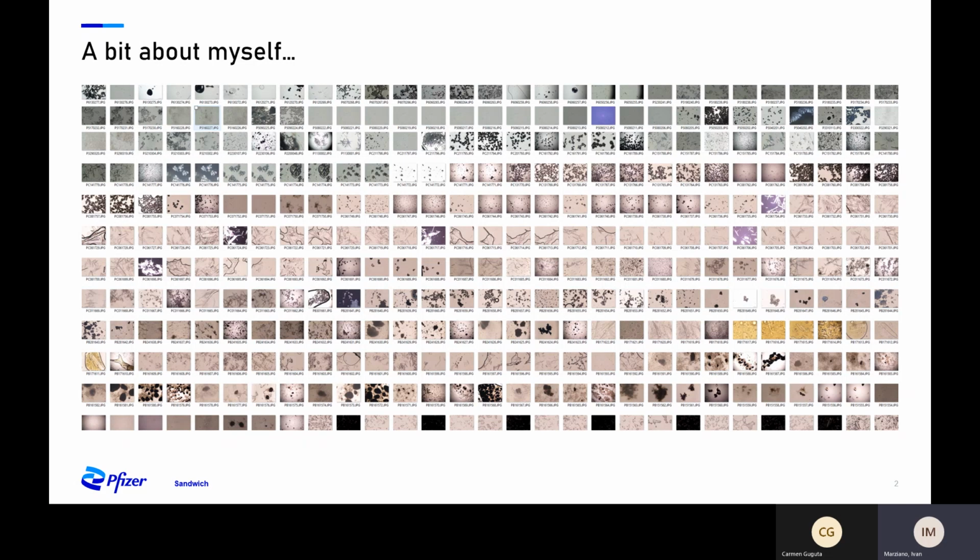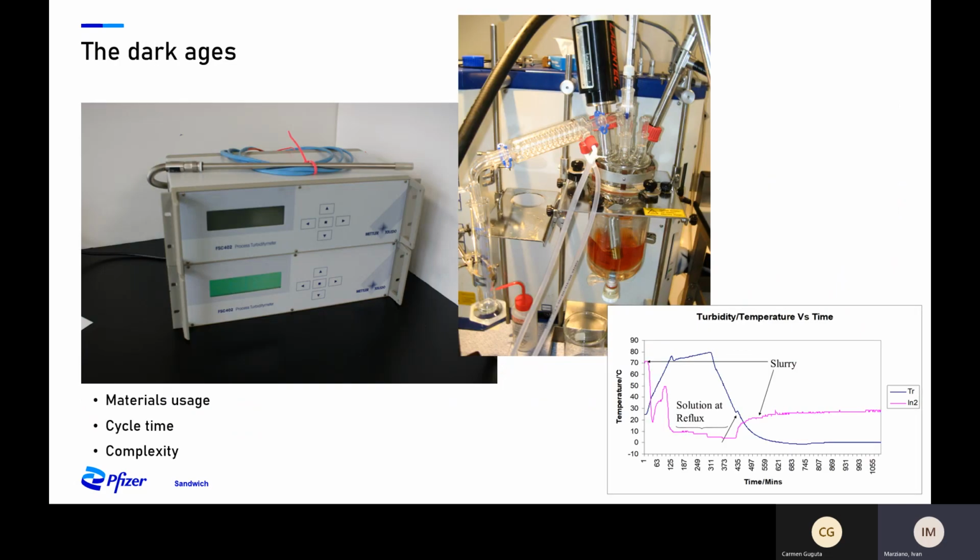In the end, I did manage to find some photos online, and I wanted to show you the sort of equipment that we were using when I first started at Pfizer. To measure solubility, essentially using turbidity, we'd have to rely on this probe-based system, which was pretty large in size. Typically we would stick one of these probes in an automated lab reactor, and the minimum size that we could work at would be half a litre to a litre. So you can see what the issues would be there.